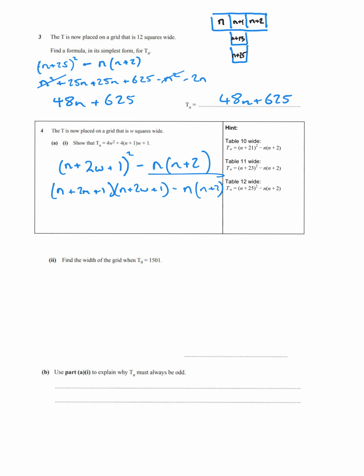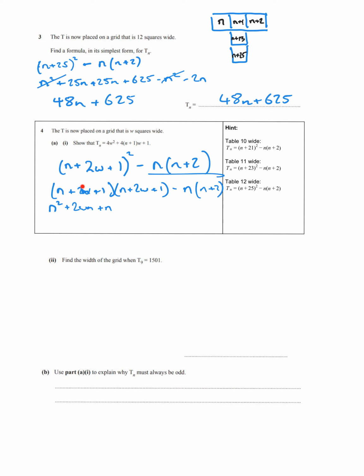First of all then, I said n times n. So if I get my pen, that's n squared. What else have I got? Next, I've got n times 2w. So that's 2wn. Next, n times 1, which is just an n. Okay, so that is this term multiplied by each of these 3.